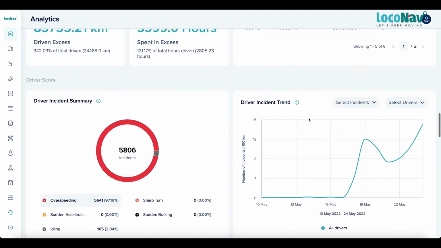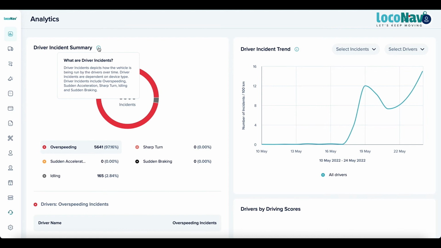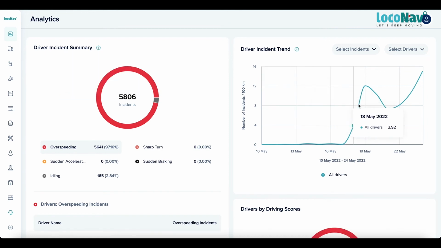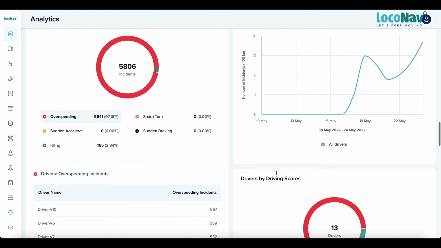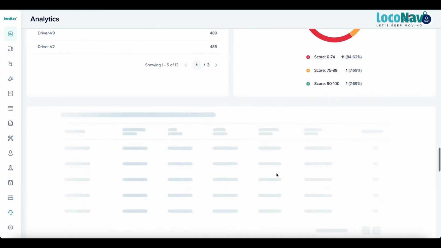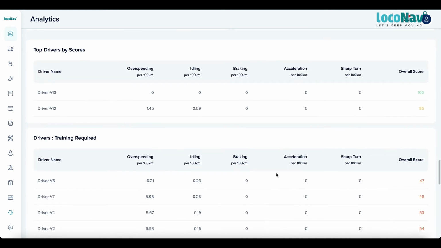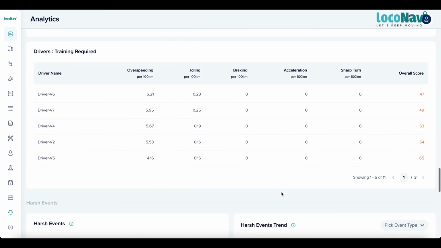In this section, you can view the distribution and trend of events triggered by the drivers like overspeeding, sharp turns, sudden acceleration, sudden braking, and idling. You can also view the distribution of drivers, top performing drivers, and drivers that require training on the basis of the performance scores. Finally, harsh events.